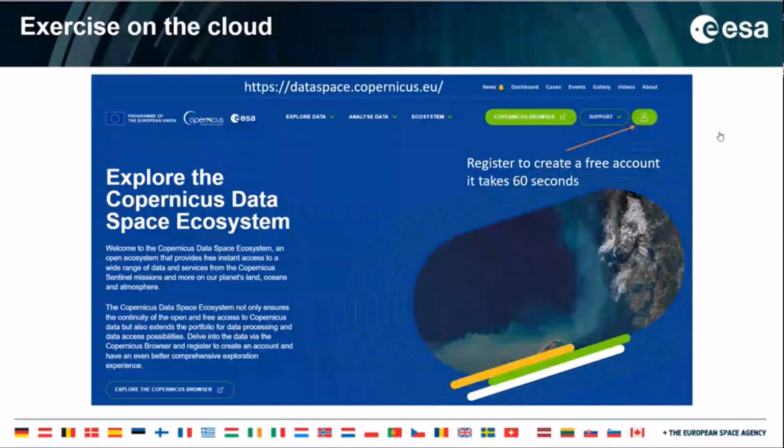so what you can do, what we have said, actually you can apply it exactly if you go to dataspace.copernicus.eu. This is the data space ecosystem of the Copernicus program. It provides you with tools, but also cloud computing capability and storage to put your data and test your data.